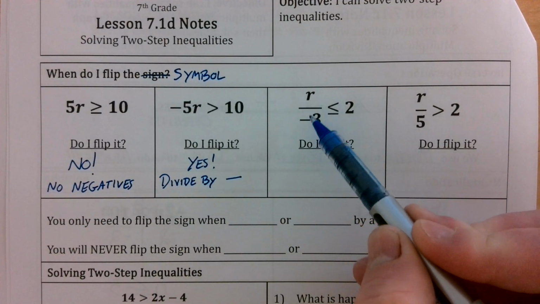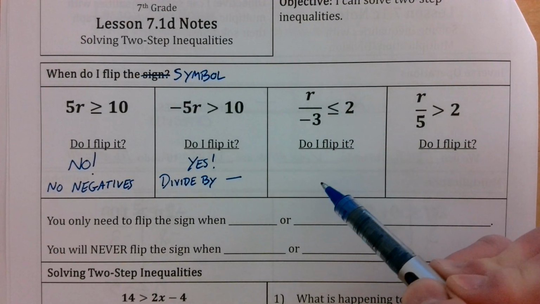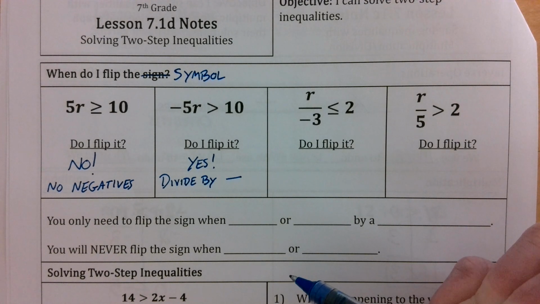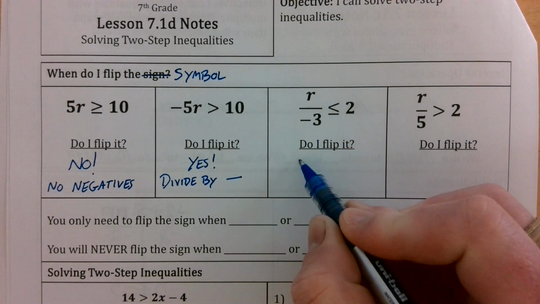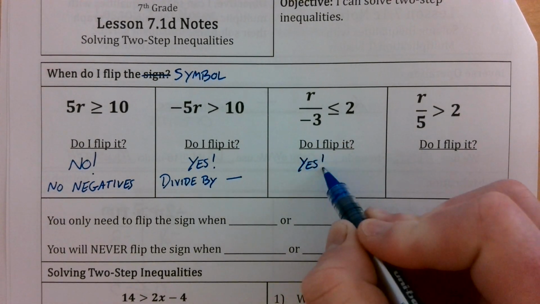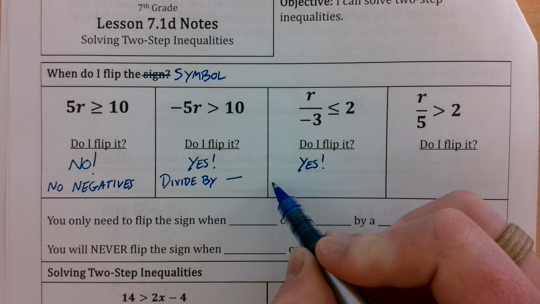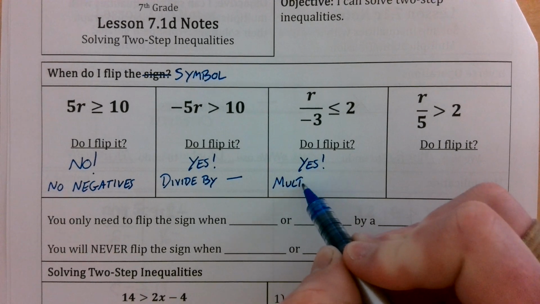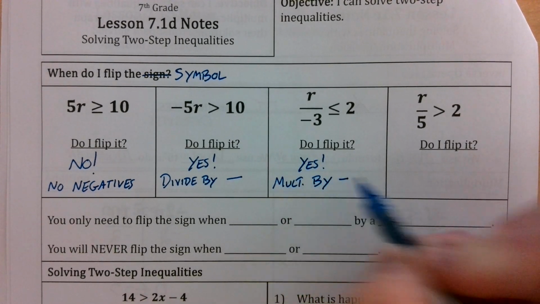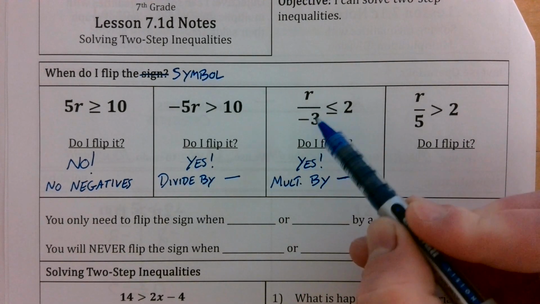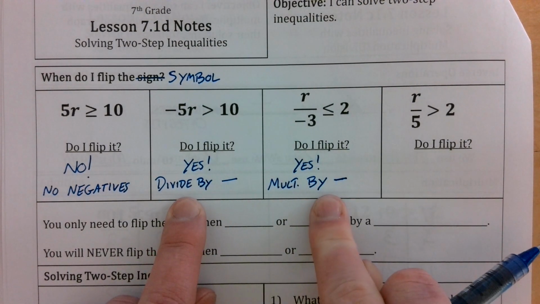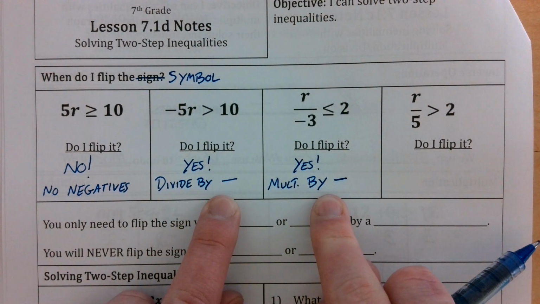Here we have r divided by negative 3 is less than or equal to 2. Do I flip it? Yes. You are going to flip it. There's a negative here. We have to get rid of a negative. So we would have to multiply by a negative. If we're multiplying or dividing by a negative, we're flipping it.